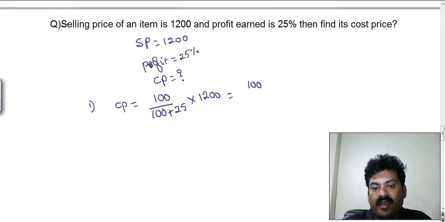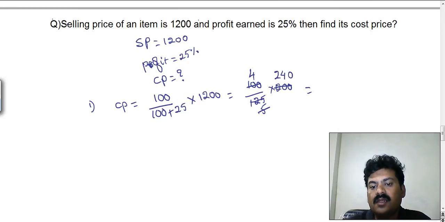Now 100 by 125 into 1200. Now 25 4 times, it is 5 times. Again, we can go for the 5. How many times? 2 times, 4 times, 240. Now 4 into 240, okay, that is 8. It is 960. Okay, the cost price is 960 and we got the gain of 25%. And this is a completely cost price.